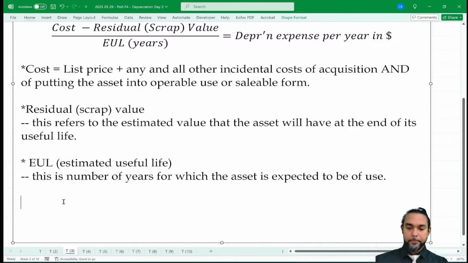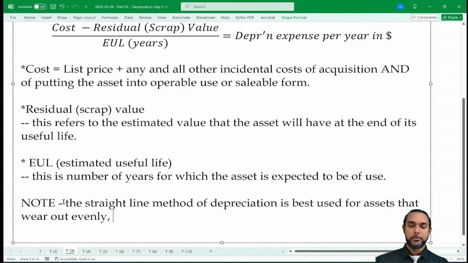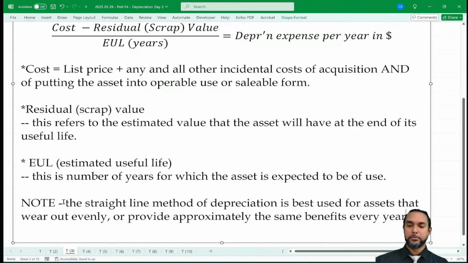Okay, so note: the straight line method of depreciation is best used for assets that wear out evenly or provide approximately the same benefits every year over their useful lives.